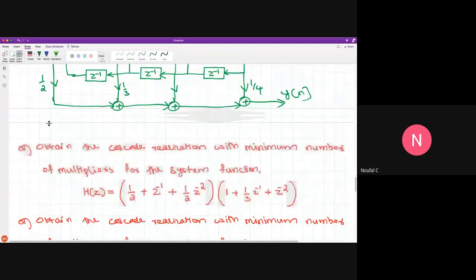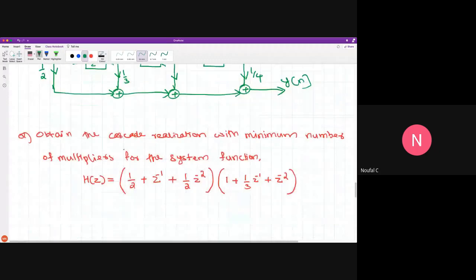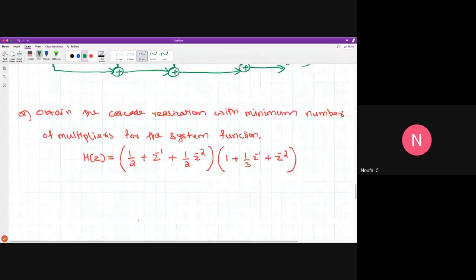Okay, so this is actually for a cascade realization. Okay, so the question is, obtain the cascade realization with minimum number of multipliers for the system function. Okay, so we have to have a cascade realization. At the same time, it has to be done using minimum number of multiplications. So minimum number of multiplication is possible only if the polynomial is a system function representing a linear phase system. Okay, or linear phase filter.